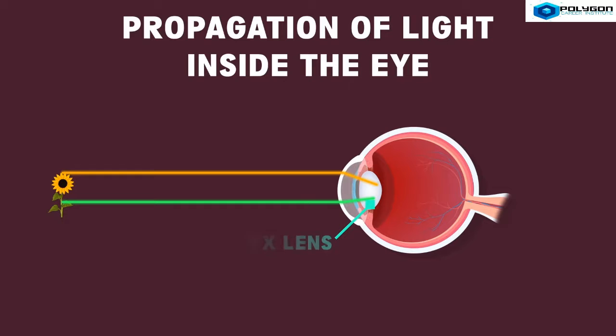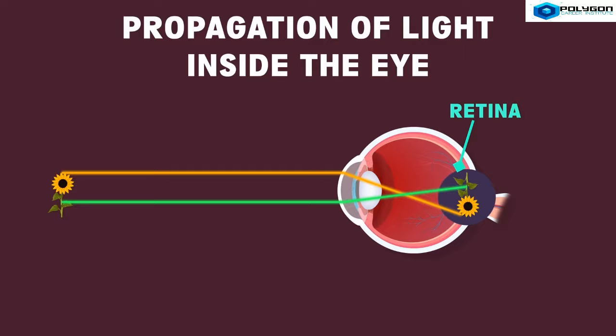This eye lens is a biconvex lens and it refracts the light such that all the light coming from a point on an object is focused on the retina. This is where the image is formed. Clearly, the image that you see is a real and inverted image.